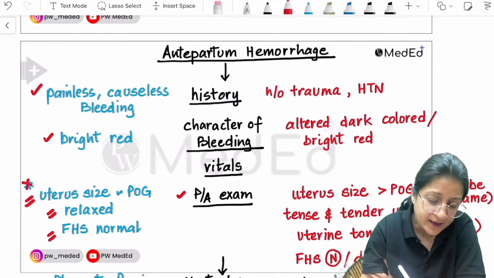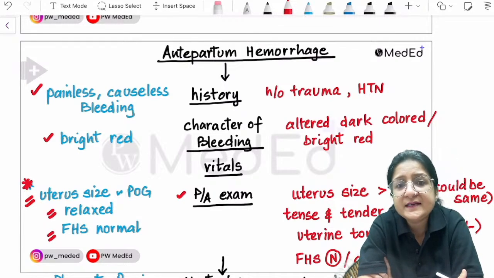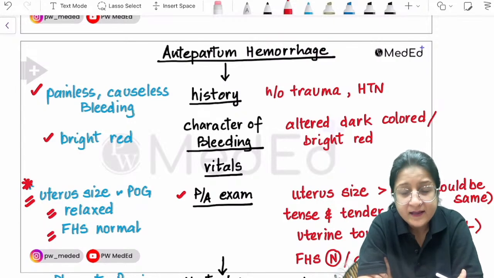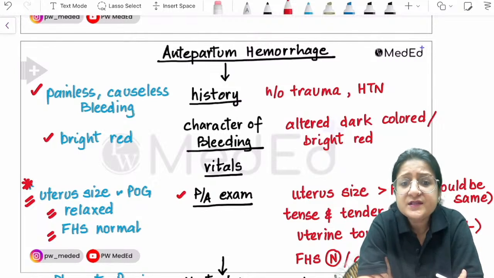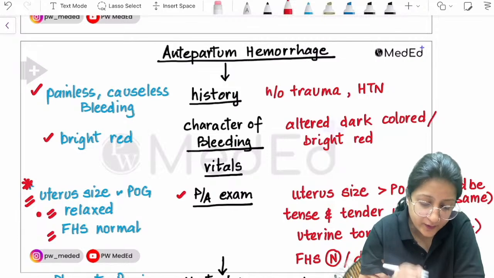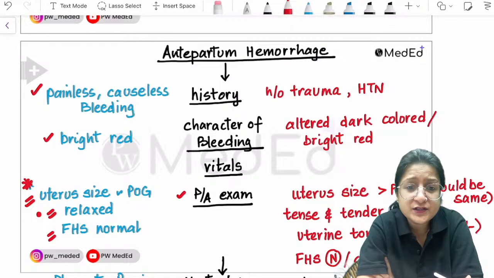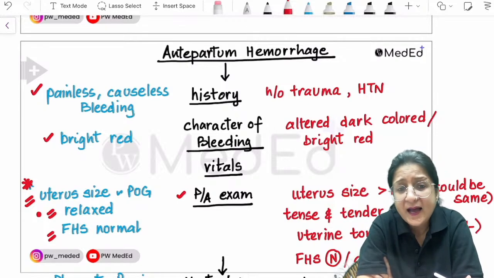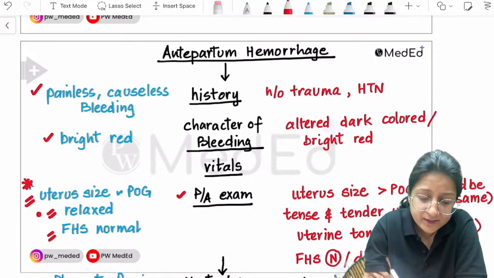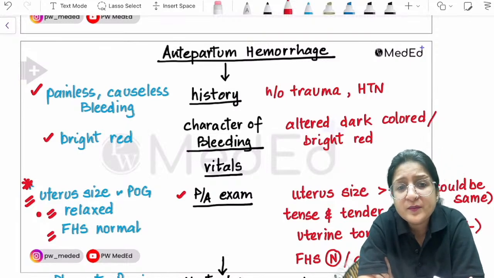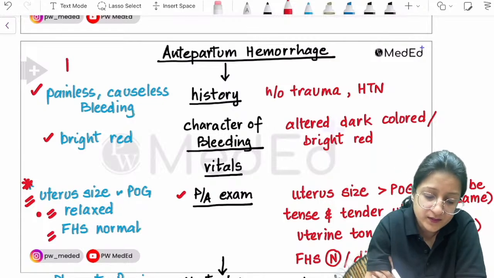except for the fact, let's say for example, that there is a malpresentation, a placenta previa with transverse lie, then the size of the uterus could be smaller than the period of gestation. The uterus is going to be relaxed, unless the woman has already gone into labor and she's getting contractions because she is in labor, and the fetal heart rate is going to be normal. So in this situation, it will be going more in favor of placenta previa. These findings will go more in favor of placenta previa.